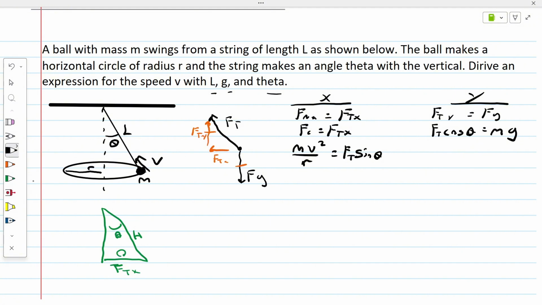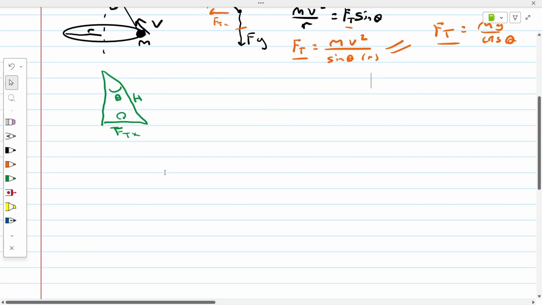Okay, so what are the two variables that relate these two equations? Well, the tension relates these two. These both have tension, and we can't really do anything with tension. So let's try setting these two equal to tension. If we find that the force tension equals, we can divide by sine theta and we get mv squared over r sine theta. And on this side, if we divide by cosine theta, we get Ft equals mg over cosine of theta. So now we have two things that the Ft equals, so we can set these two equal to each other. I'm just going to scroll down for some more space here.